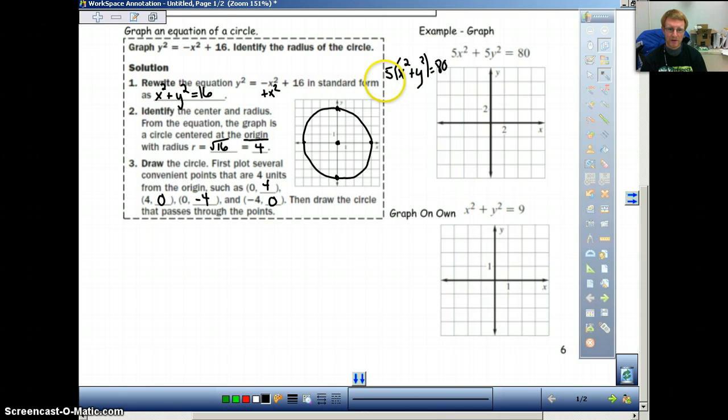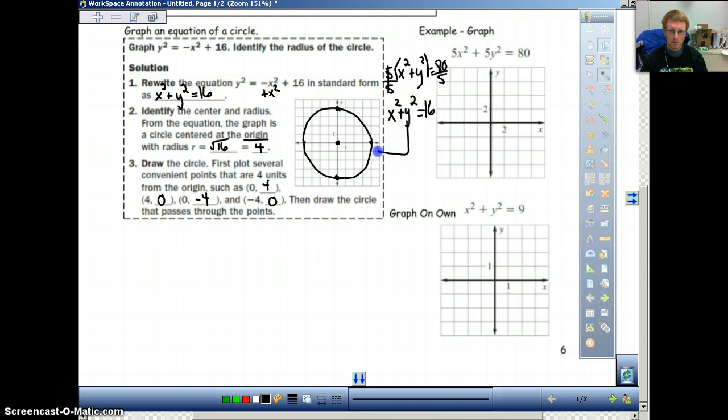And then before we do anything else, we will divide by 5. Now remember, before we can identify what our radius is, we need to make sure that it's just x squared plus y squared on the left-hand side. There can't be anything multiplied by it on the outside. Okay, so we divide by 5 and we get x squared plus y squared equals 16.